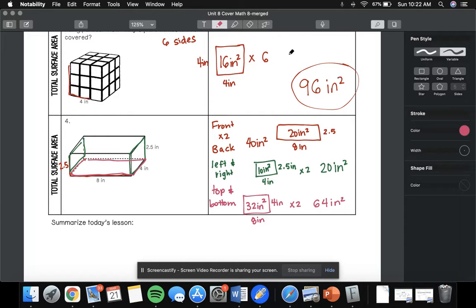Okay. And then after we do all that math, the last thing we have to do is find the total. So we're going to add our front and our back, our left and our right, and our top and our bottom. So we're going to add 40 plus 20 plus 64, and we get a total of 124 square inches for this entire shape.